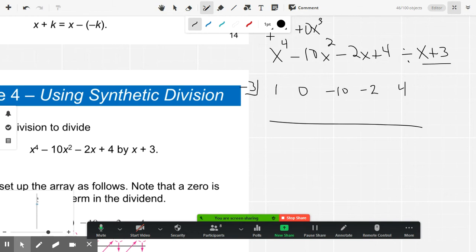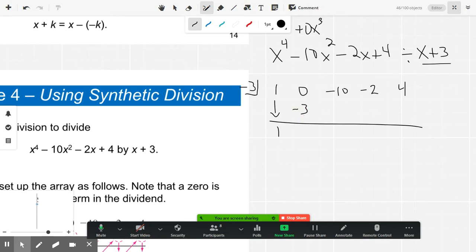Now, here's what we do. We drop the first coefficient down. Then we take the number up here in the half box and multiply it by that result. -3 times 1, and then it goes underneath the next number. So -3 times 1 is -3.